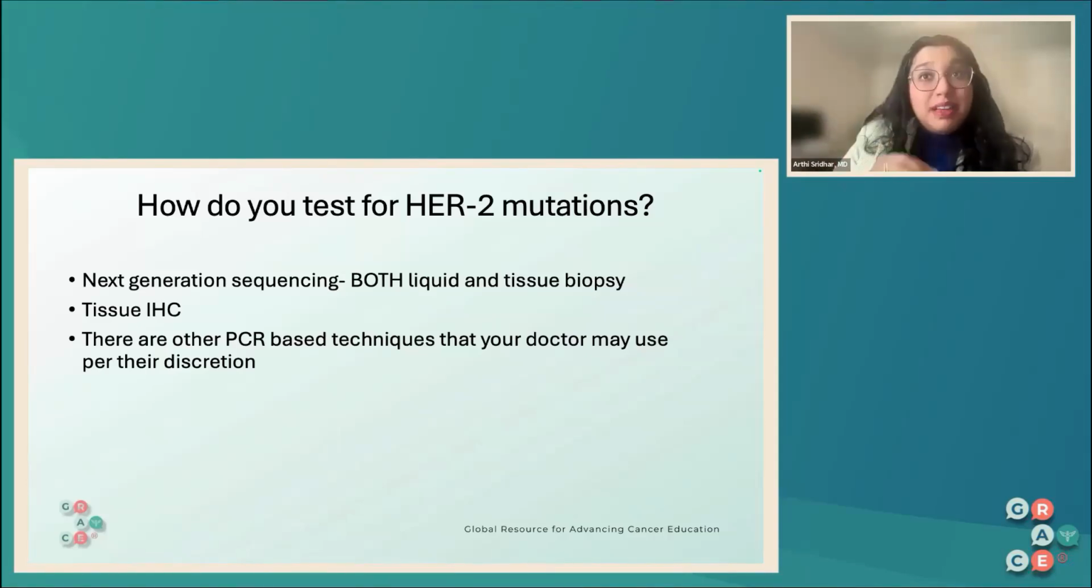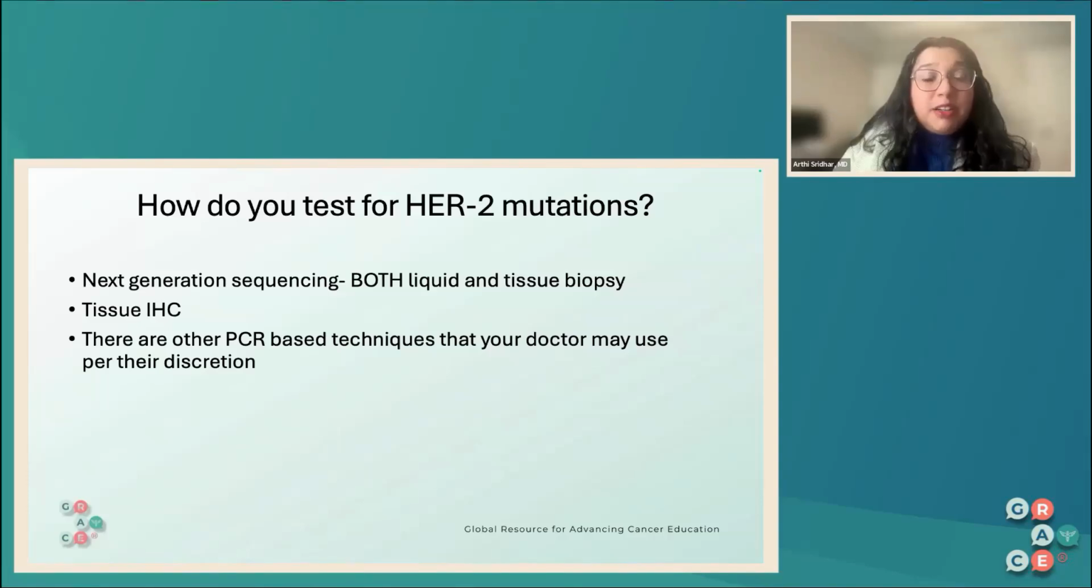Now, this can also be done with your tissue. And the tissue is the tissue from the cancer that they biopsied, or maybe that was previously resected. And so typically, you really want to ask that everything is tested. Your blood is tested and the tissue is tested. You want both to be tested to increase the chance of your doctors finding a mutation if there is one.